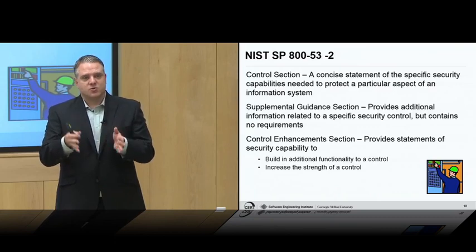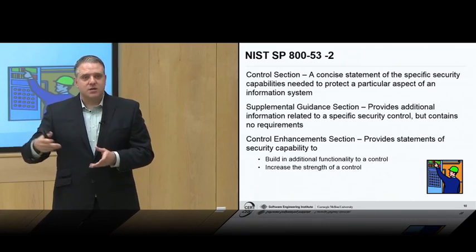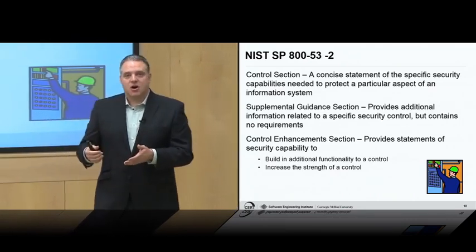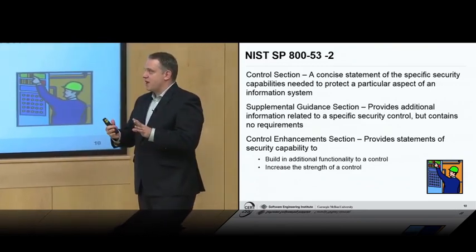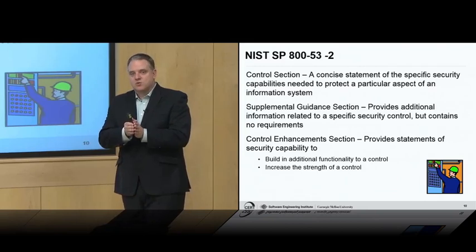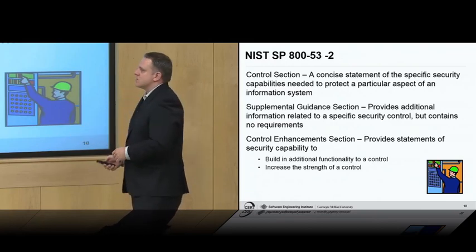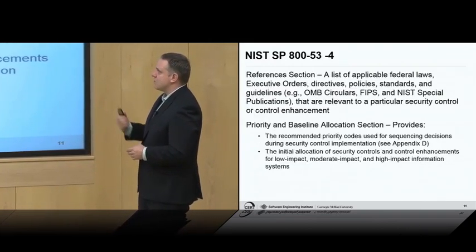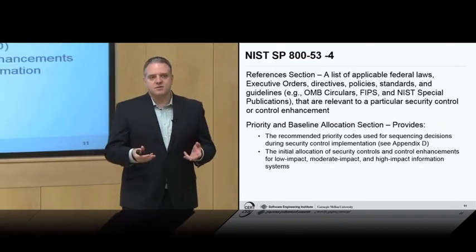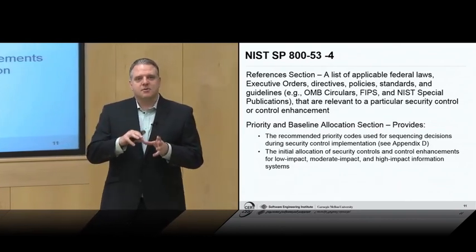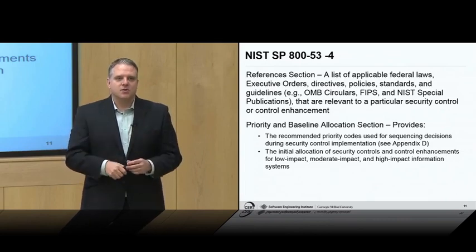The control enhancements section provides extra capabilities or enhancements to the original control. So if you need to make the control stronger, increase the strength of it, or add additional functionality to it, you can do that. Again, that's going to be at the cost of implementation or other downstream effects. But it does provide it there for you so that if you need to make that control stronger because of whatever environment you're in or whatever your requirements are, you can certainly do that. The references section gives you a list of federal laws, executive orders, directives, and any other type of guidance related to this control.